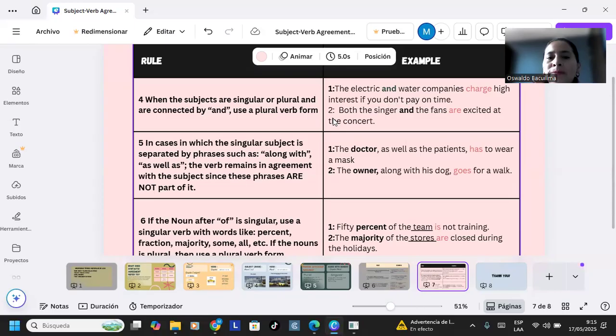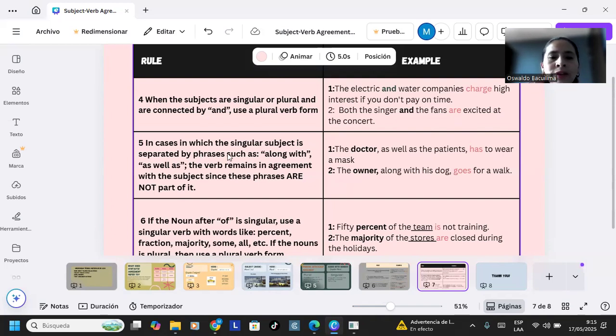And the second example, both the singer and fans are excited. The same. Here is connected by and. In the first, the noun is singer, and the second is fans. So the verb goes in plural form due to the connector and.